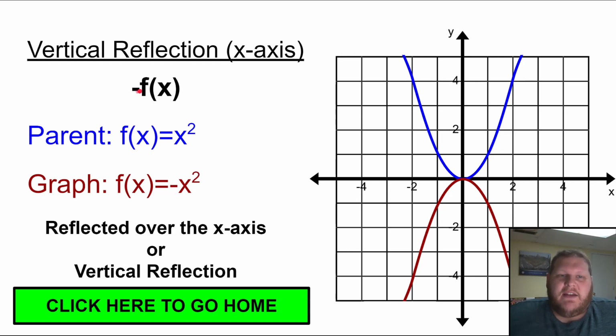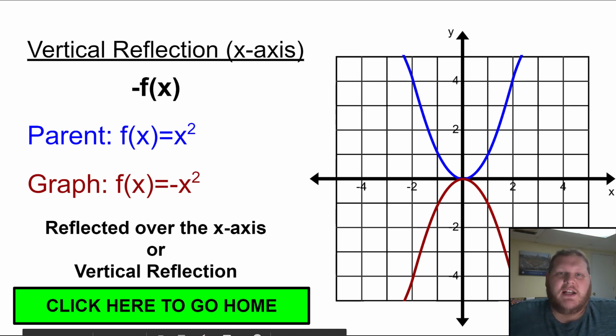So here, if I have a negative on the outside, that's just going to flip it vertically, which is over the x-axis. So in this case, my blue graph is my parent. In this one, we're looking at a quadratic, so we're looking at a parabola. That's the blue. If all I have for my change is that I'm adding in a negative sign in my function, that's just going to flip it vertically. So it's going to flip it over the x-axis, which is how we get this red graph.